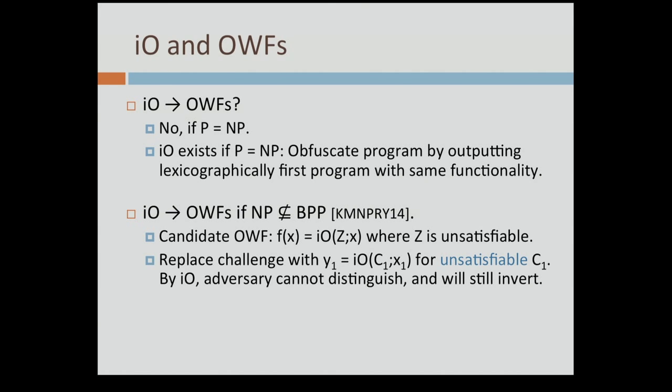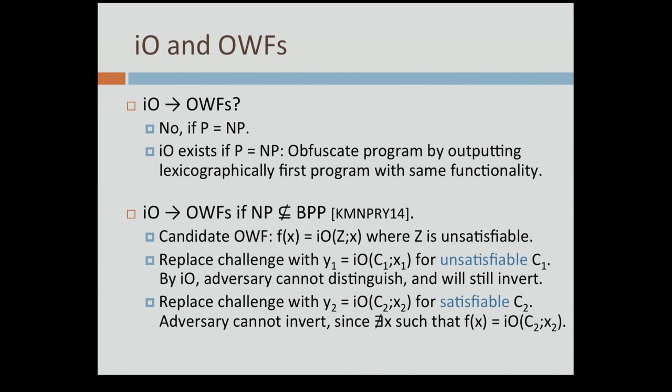So why is that a one-way function? First of all, imagine a world where I switch Z with a circuit that is also unsatisfiable. Then iO says that I can't distinguish between these two worlds. And so if an adversary can invert the one-way function here, it should be able to invert the one-way function here. Of course, it's still going to invert with respect to Z, because that's what it's supposed to do. So the adversary will still be successful here, because these two worlds should be indistinguishable by iO. C1 and Z have the same functionality.